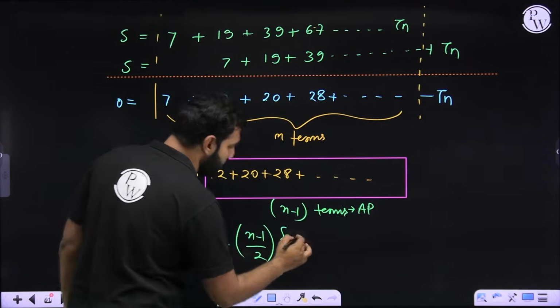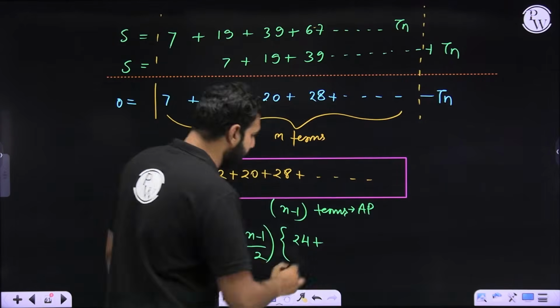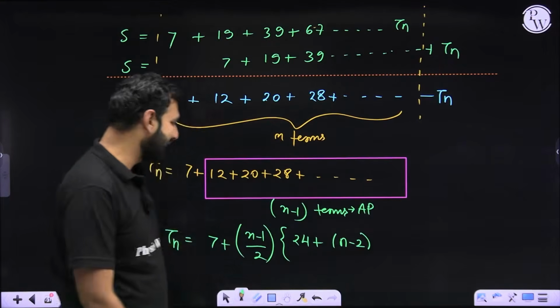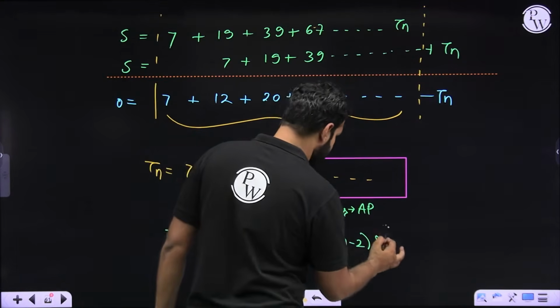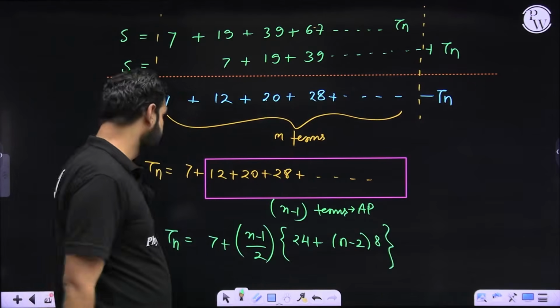2a is 12 into 2, which is 24, plus (n minus 1) times... n minus 1 minus 1, so n minus 2 times d. What is the common difference? The common difference is 8, so it is into 8. That's the version we are having. So if I could simplify this, I think I'll be able to crack the nth term.